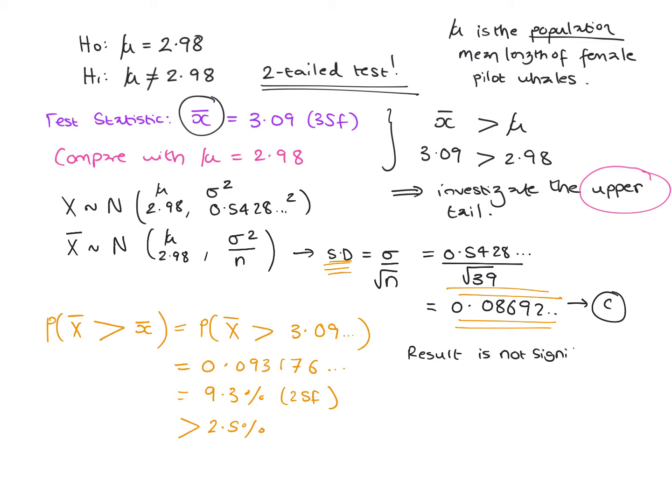Now, I always suggest that you think of 3 bullet points to write at the end. Always think of it as 3 bullet points that require stating. The result is not significant at the 5% level. We do not have sufficient evidence to reject H0.